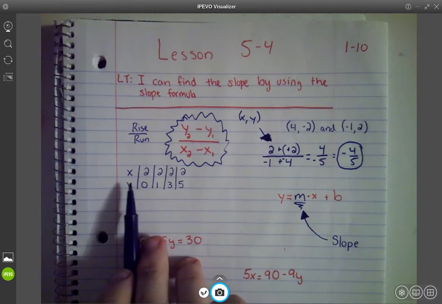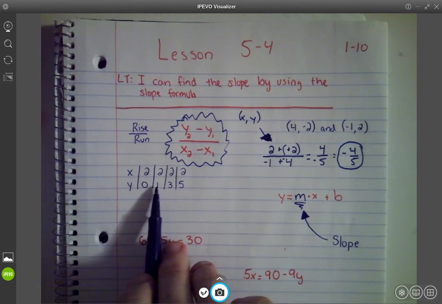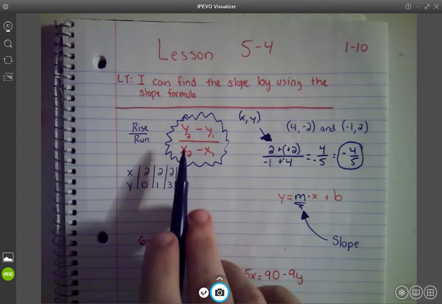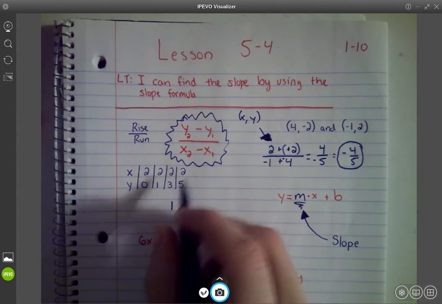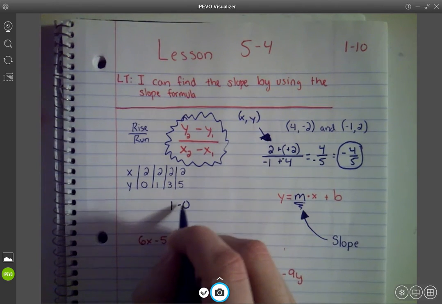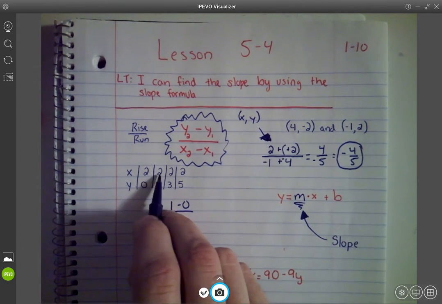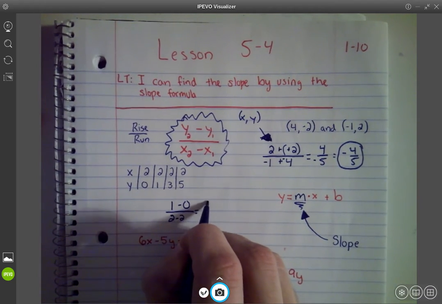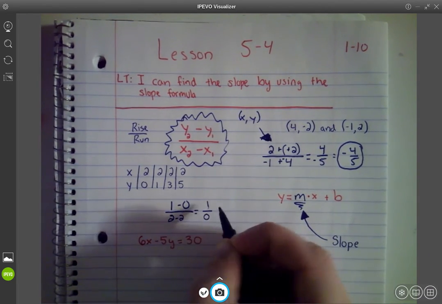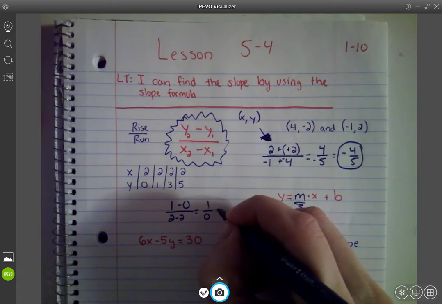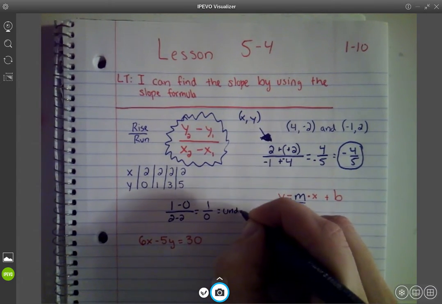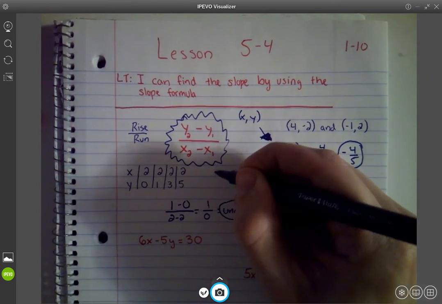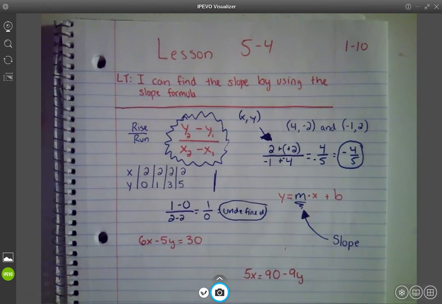Okay, same thing down here. We're going to take our y2. Doesn't really matter which one you choose, as long as they match up and they're consistent. y2, so I'm going to do 1 minus 0 over 2 minus 2. 1 minus 0 would be 1. 2 minus 2 would be 0. We can't have 1 of nothing, so this is undefined. Anytime we have 1 over 0, this is going to end up with something that is straight up and down.